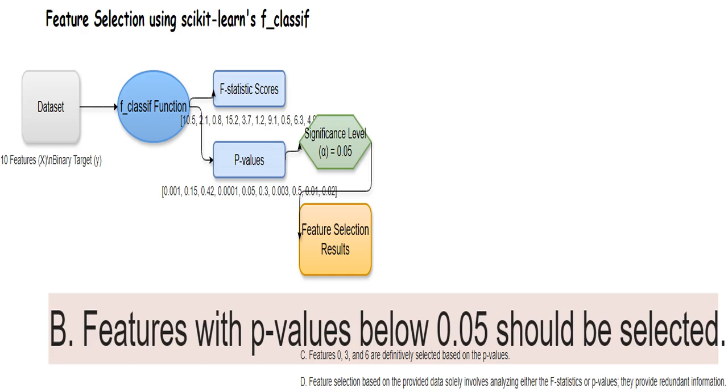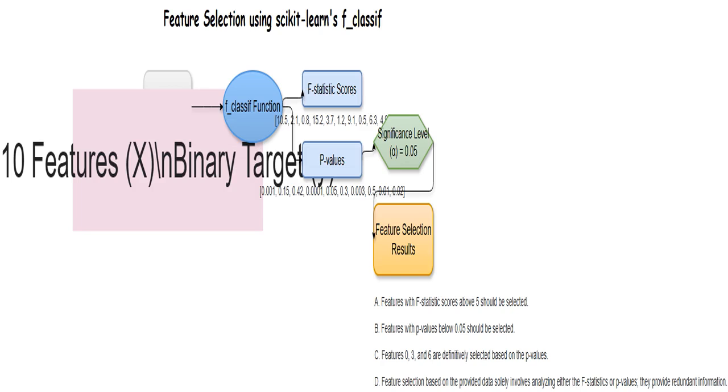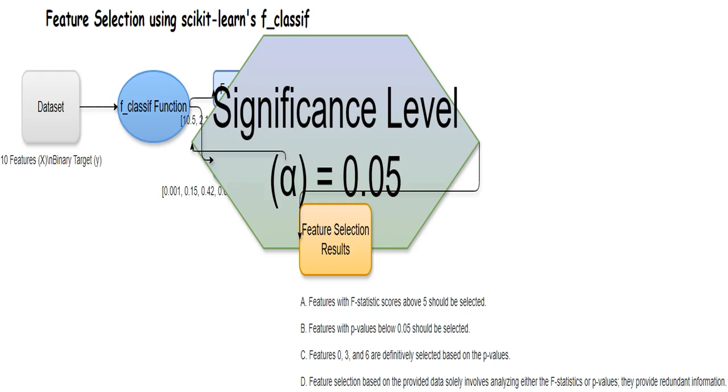This statement is incorrect. The f-statistic and p-value are connected but convey different aspects. The f-statistic shows the effect's size, while the p-value determines its statistical significance. This simply reiterates that there are 10 input features, x, and a single binary, 0 or 1, output, the target, y. This binary target variable is the thing I'm trying to predict using the features. This is incorrect. Simply having a high f-statistic score isn't enough. I also need to consider the p-value to determine statistical significance.